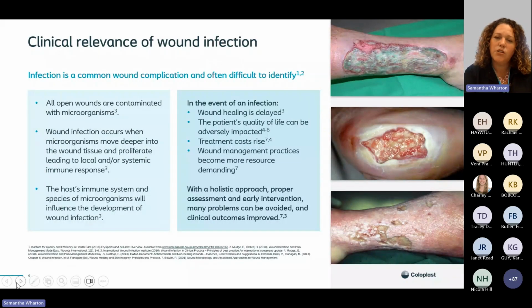Some can become really socially isolated. They don't want to catch the bus. They don't want to go into a clinic because they're so aware of the smell. Some don't even want family to visit because that odour, that smell has such an impact on their quality of life. Also, the treatment costs rise.